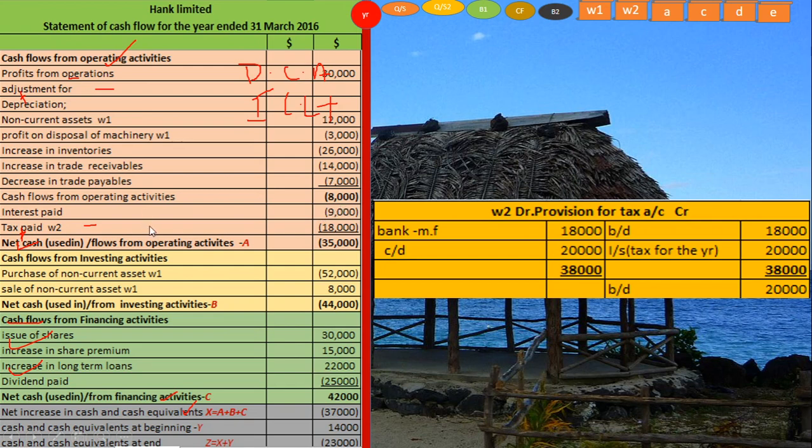That's your cash flow from operating activities. There you deduct interest paid and tax paid as per the format. You get net cash used from operating activities. Bracket means used. So you have this 35,000 negative. Then cash flow from investing activities, you solve it, you get this, and then you solve cash flow from financing activities. So for cash flow from financing activities, let's have a look at the question.